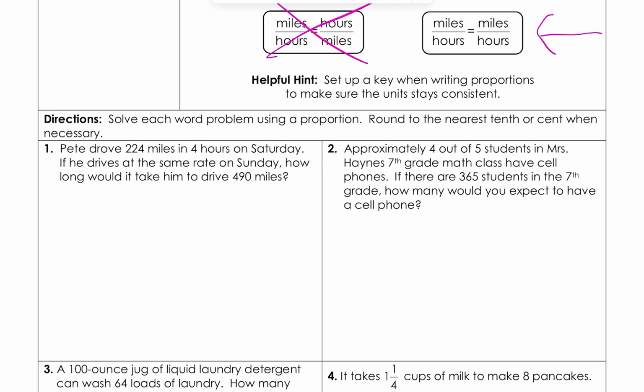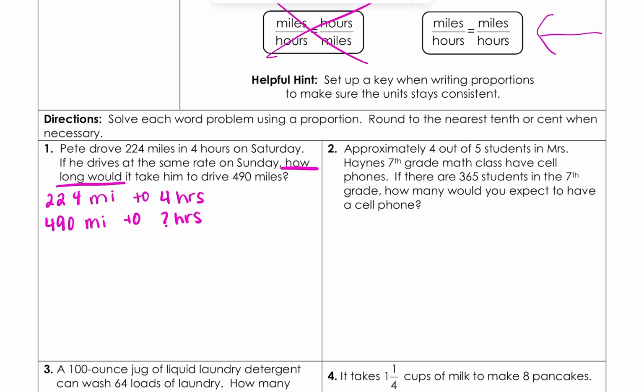Looking at example one, it says Pete drove 224 miles in 4 hours. So I'm going to write that ratio: 224 miles to 4 hours. Then if he drives at the same rate on Sunday, how long will it take him to drive 490 miles? If I set up that ratio, I want to make sure that the 490 is first, because that's my miles, the way I set it up at the top. We want to stay consistent. I'm going to put a question mark on the hours because we don't know the hours. It says how long, so we have to figure out how long it's going to take.